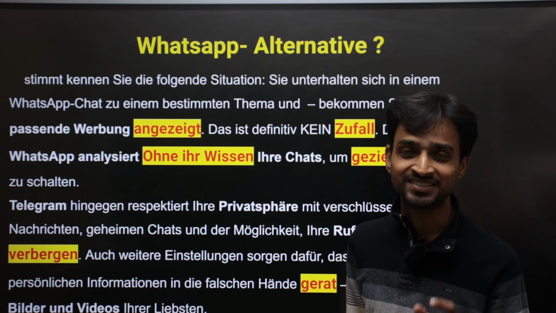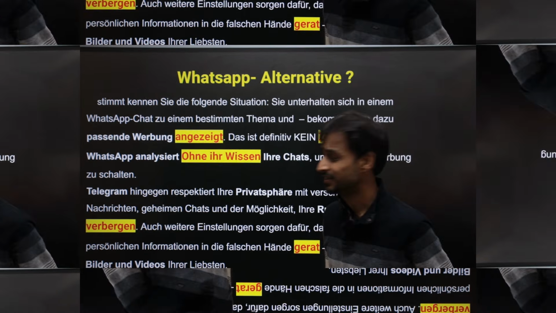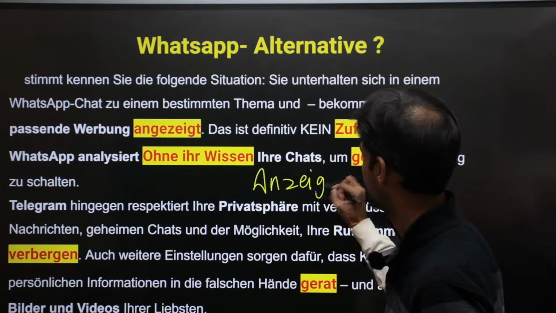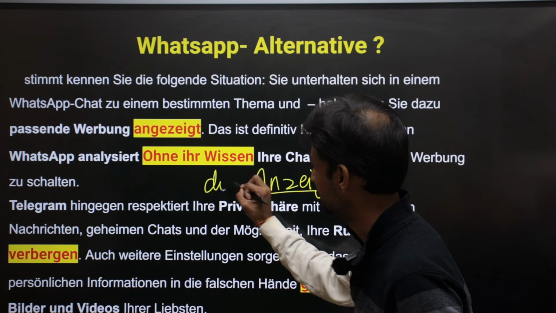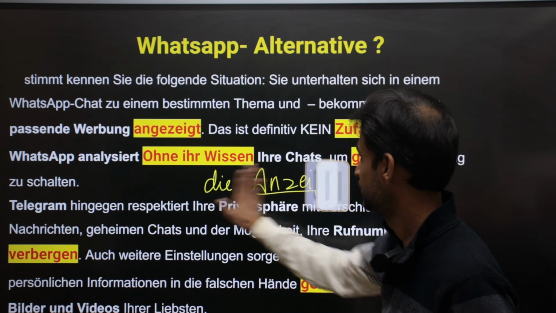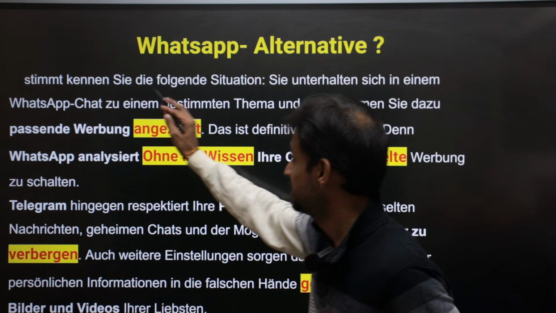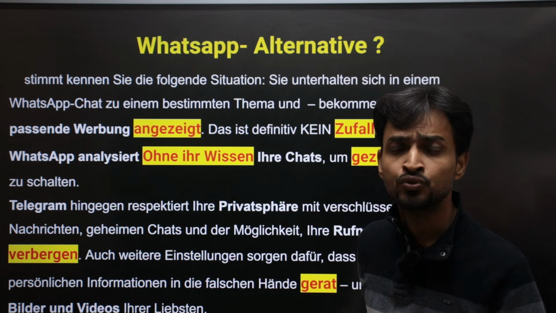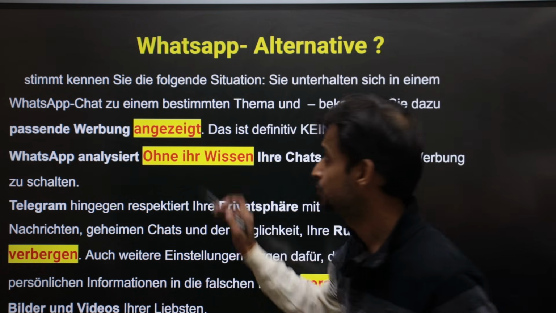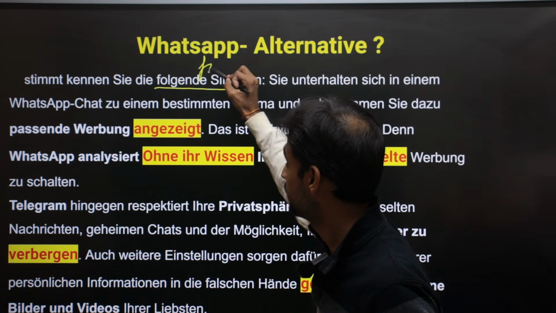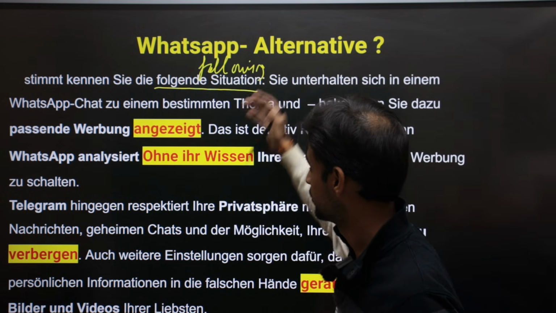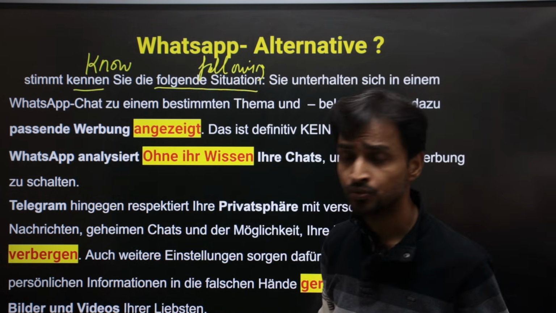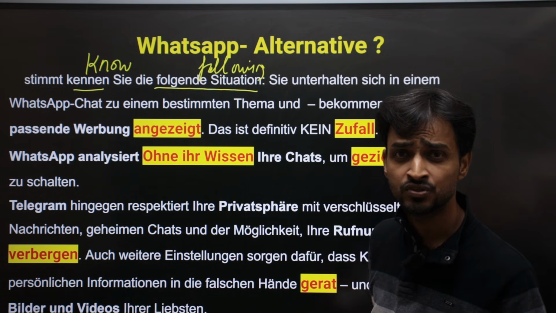Very important. Latest article, latest advertisement, eine Anzeige. Anzeige means an advertisement. Das ist eine Anzeige, die Anzeige. It's an advertisement, right? So, stimmt. Kennen Sie die folgende Situation? You know the following situation. Folgende Situation. Following means this is a situation. Kennen means to know. You know this following situation. What is the situation here?